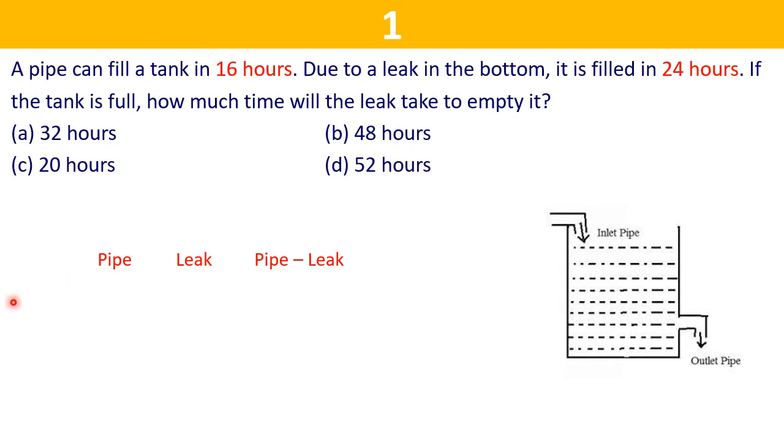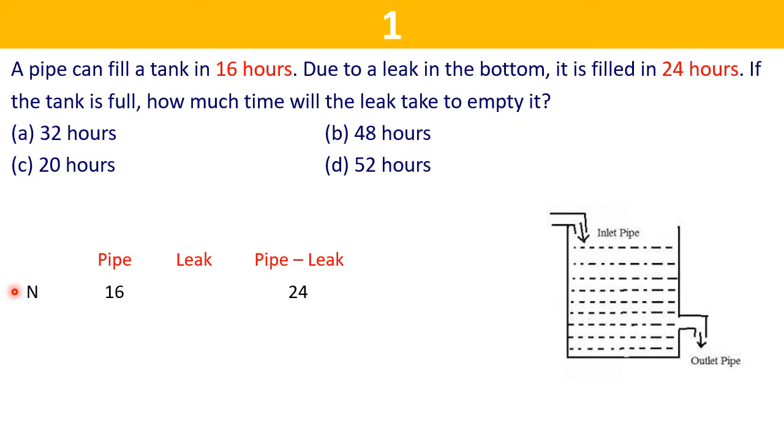Now the first variable I will write here as N. The value of N is given in the problem as 16 for the pipe. Pipe can fill the tank in 16 hours. So N is equal to 16 for pipe. And if pipe and leak both are working, then it takes 24 hours to fill the tank. So here I will write 24. We are supposed to calculate this value: in how much time the leak will empty the full tank.